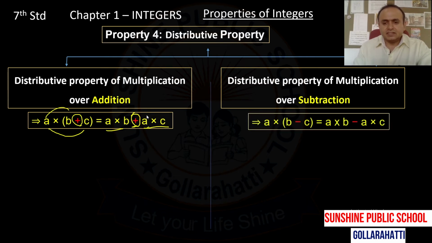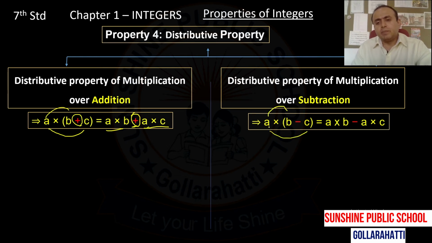Here, the same way: A into (B minus C). B minus C means it is subtraction. Distributive property of multiplication over subtraction. Here A into (B minus C) is equal to A into B minus A into C. We are distributing A to B and A to C.